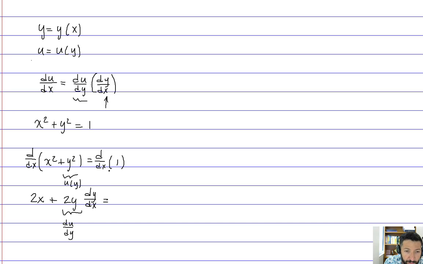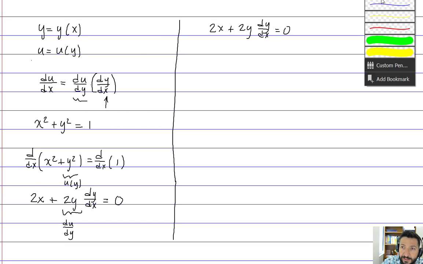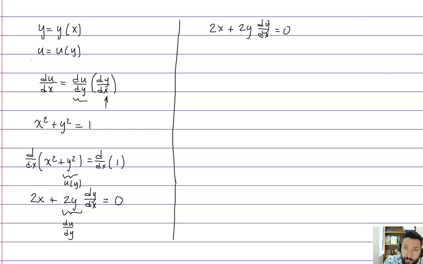And then that would be equal to the derivative of 1 with respect to x, which is 0. Now, what did we obtain? We obtained an equation, 2x plus 2y dy dx equals 0. That is a linear equation if you consider dy dx as your variable.